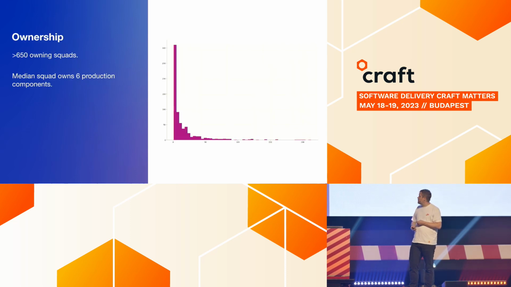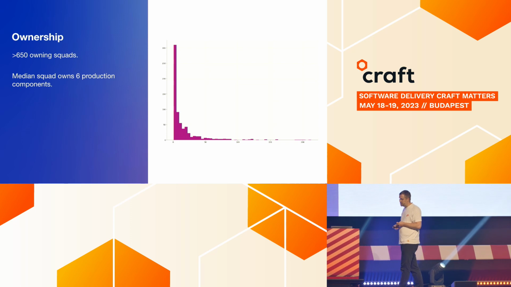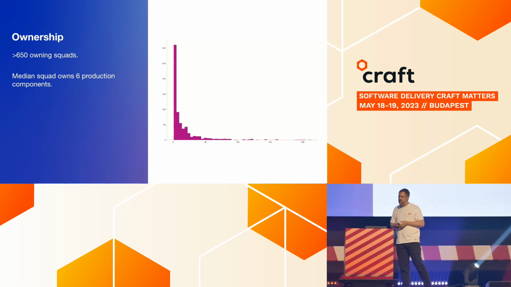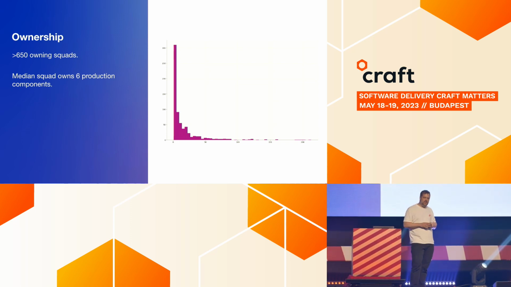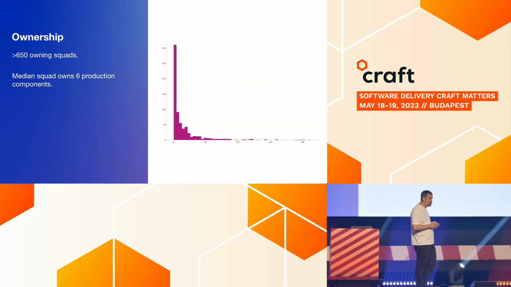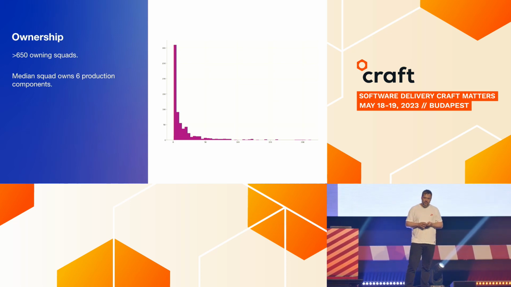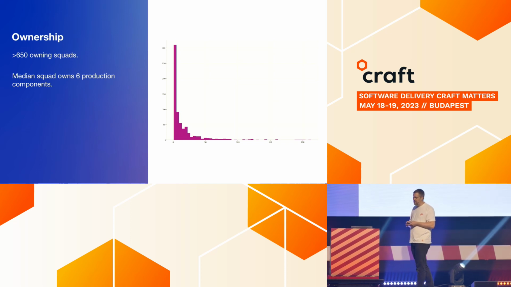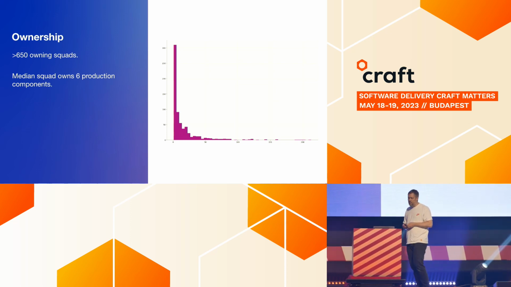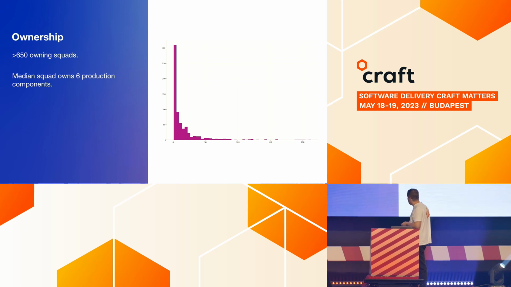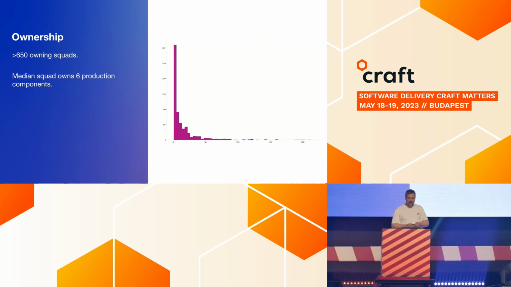Now, folks who are quick at maths will realize that 6 times 650 doesn't become 10,000. In reality, as this graph shows, there's quite a skew when it comes to the number of components that a squad owns, and there are some squads that own hundreds of components. That is typically because they have some sort of infrastructure where they automatically generate new components, and each component is relatively cheap for them to own. So you can see that there's a long tail of the number of components that squads own.